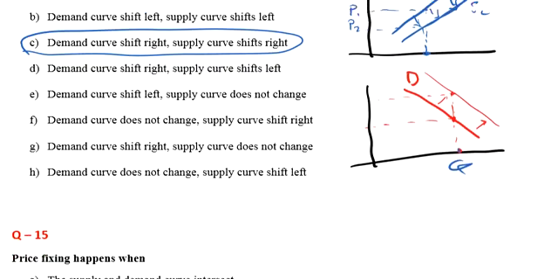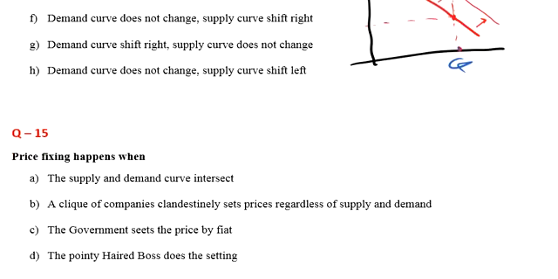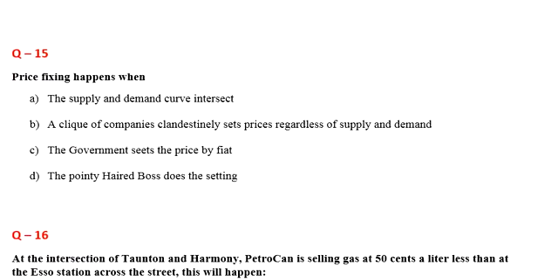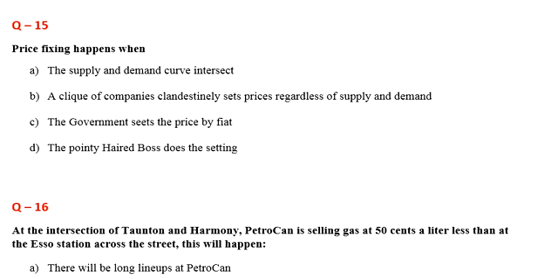Question number 15. Price fixing happens when the pricing process is regardless of the supply and demand, basically. So it's part B.